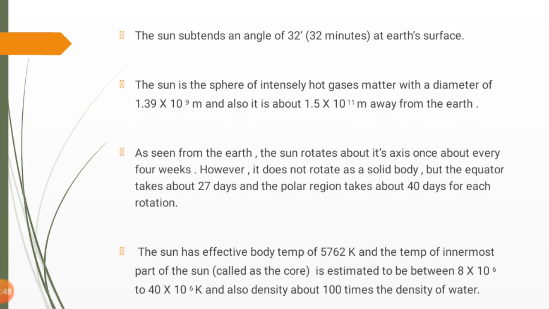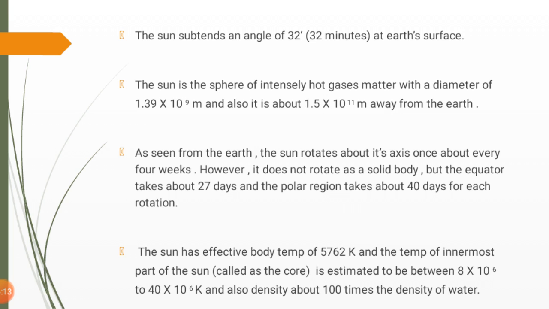The sun has an effective body temperature of 5762 Kelvin, and the temperature of the innermost part of the sun, which is called the core, is estimated to be between 14 and 18 times 10 to the power 6 Kelvin, and also a density about 100 times the density of water.